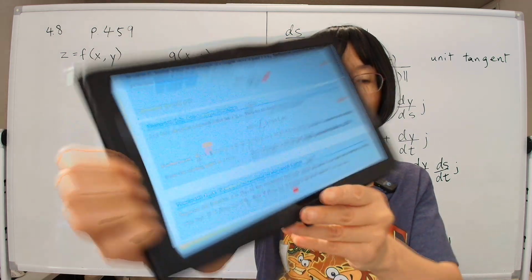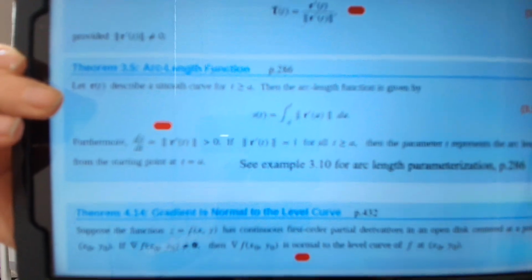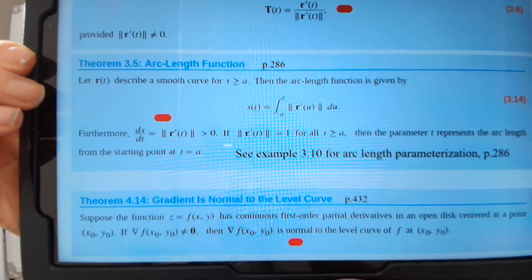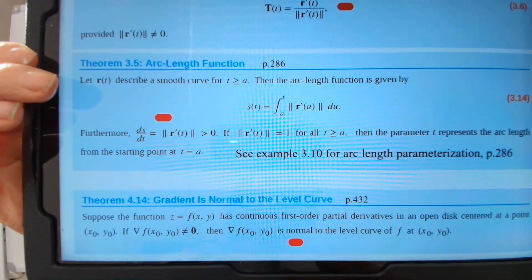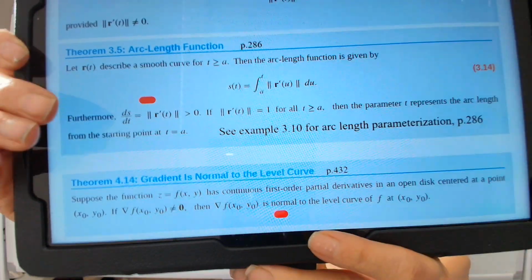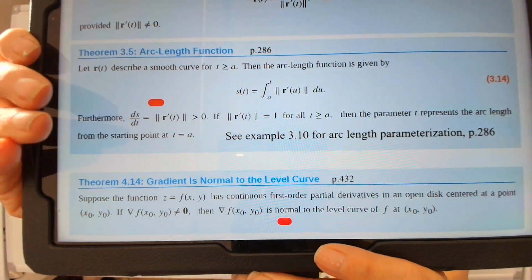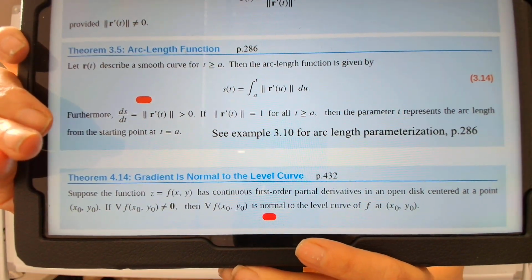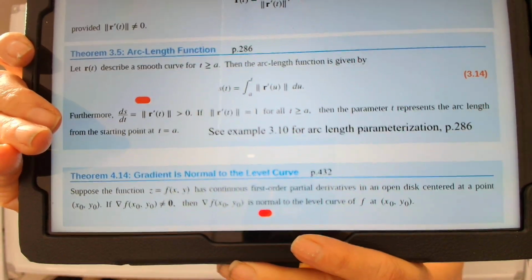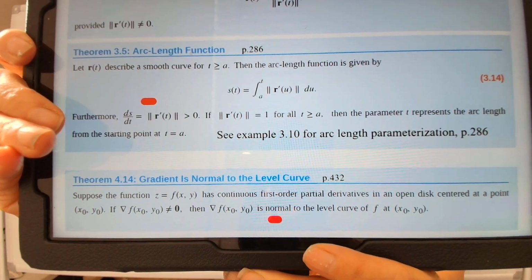Next, the arc length function. Now, if s represents the length of this arc that we're talking about, and the length is given by, look at the red dot. We don't care what the length is given by. What matters is that ds by dt happens to be equal to the magnitude of r prime of t.